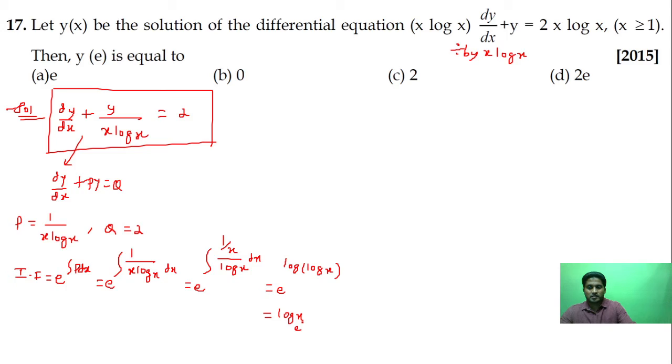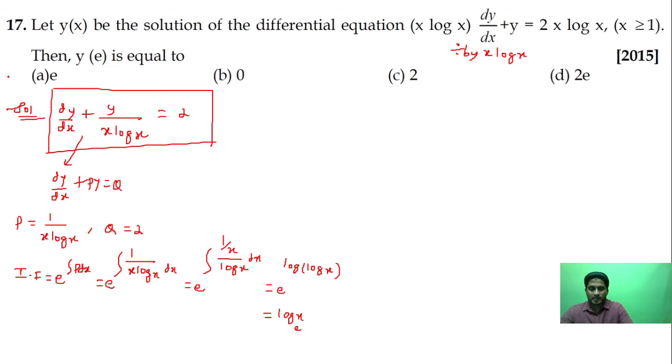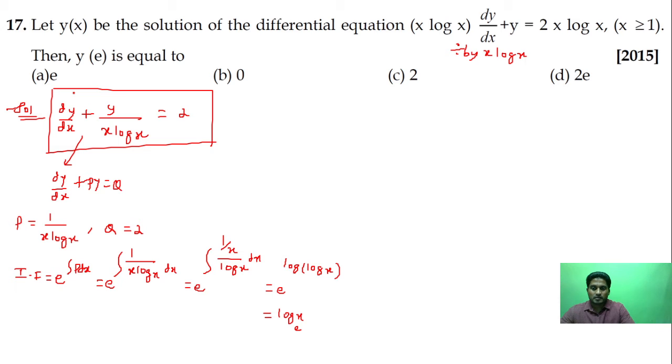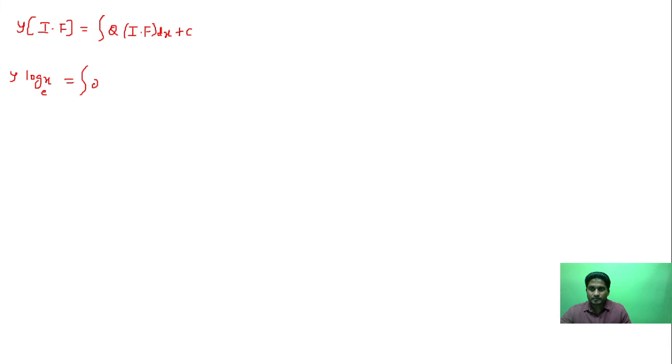Now the solution is y into integrating factor is equal to integral q into integrating factor dx plus c. You get y into IF, IF will be equal to log x, is equal to integral q into integrating factor. Q will be equal to 2. IF will be equal to log x, dx and then plus c.